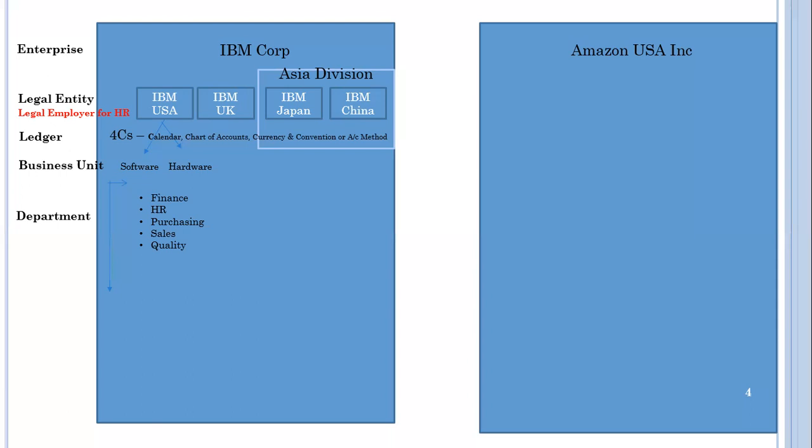Okay. Then for each of the employees in the organization, you tag them to different departments, right? They work for different departments. The departments could be finance, HR, purchasing, sales, quality, and so on. The departments could belong to one or more business units, depending on the organization structure of the company.